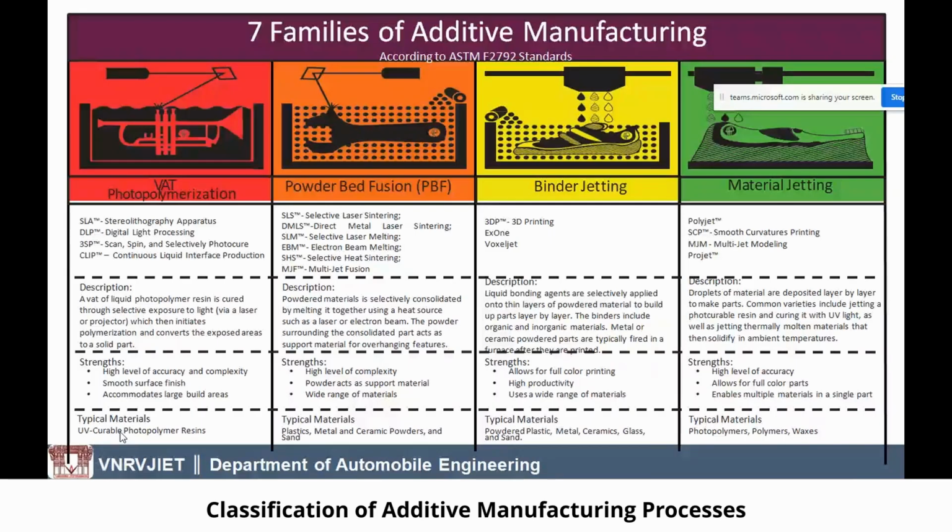The next process you can see here is powder bed fusion. Under powder bed fusion, in our syllabus, we have selective laser sintering, the first process. But with small modifications of this process, other processes were developed, that is direct metal laser sintering or selective laser melting, electron beam melting, selective heat sintering, and multi-jet fusion.